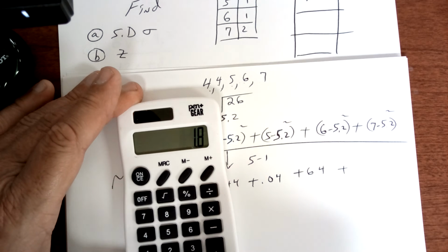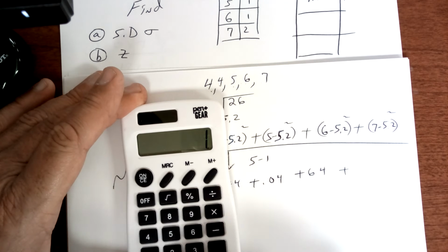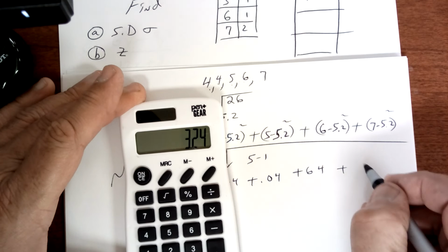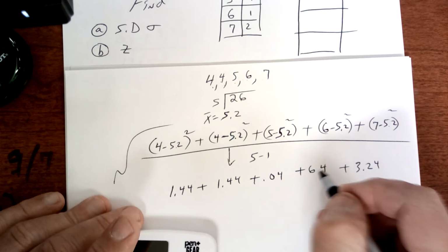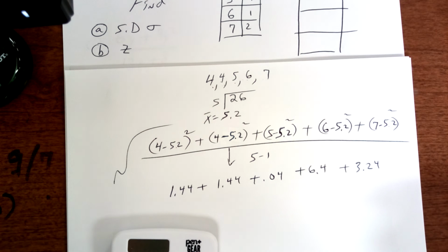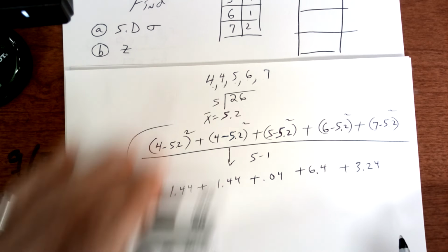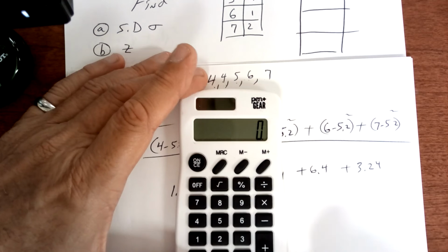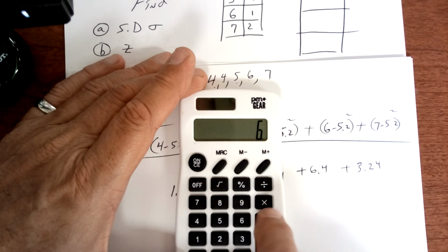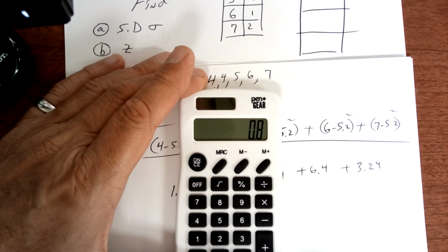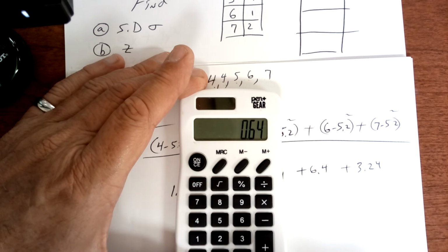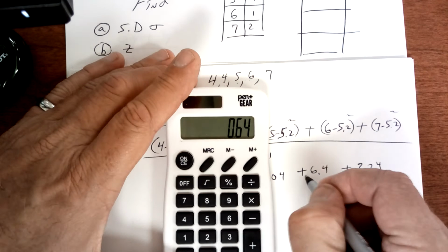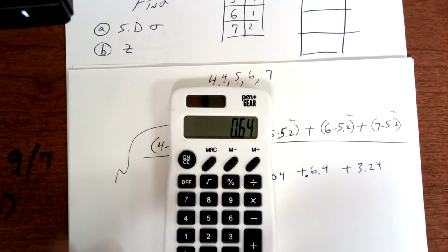And I get 1.8 times 1.8. And I get 3.24. And I think that was 6.4. Let me verify that just to make sure. So 6 minus 5.2 equals 0.8, and then times 0.8 equals 0.64. Should be right there. Okay, so good thing I verified it.